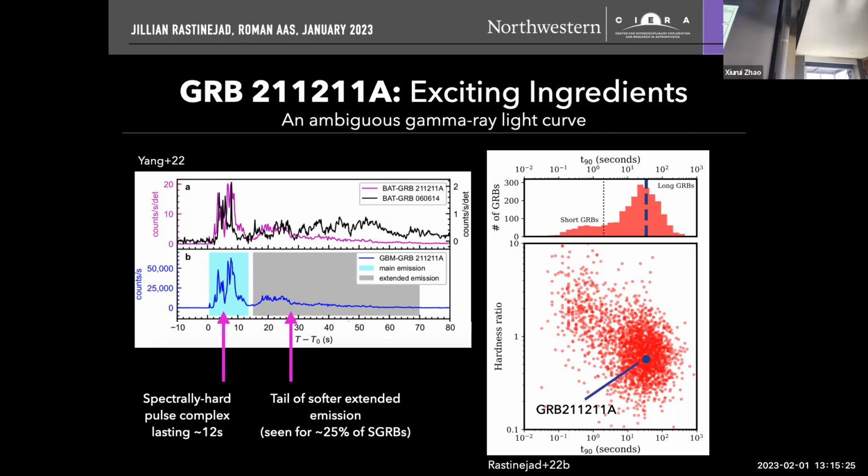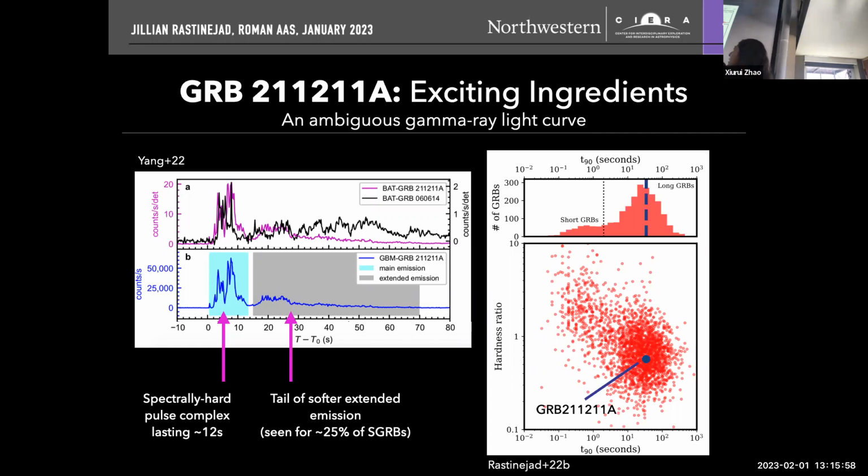However, if we look at the light curve in more detail, we notice that there's this spectrally hard complex that lasts about 12 seconds. So that still falls above our 2-second ratio, meaning that even if you just take this part of the light curve, it's a long gamma ray burst. We also have this tail of softer extended emission. This is something we do see in about 25% of short GRBs, but they're all accompanied by a very short spike.